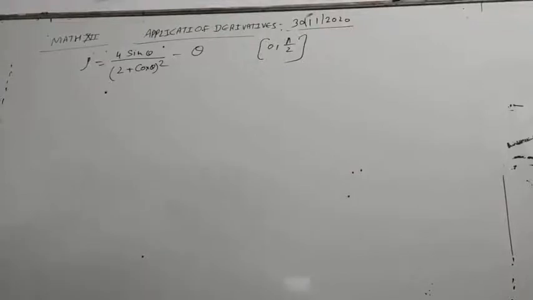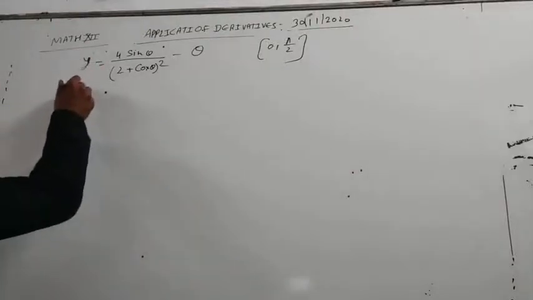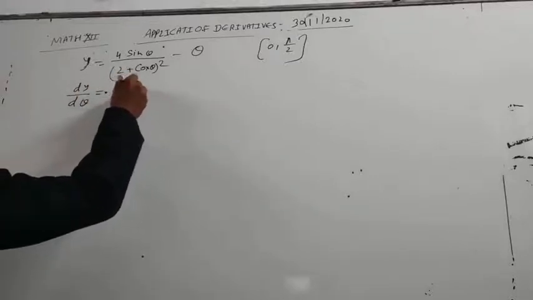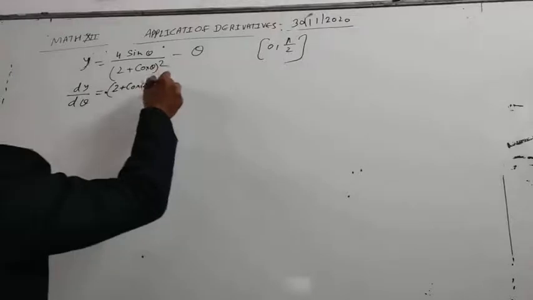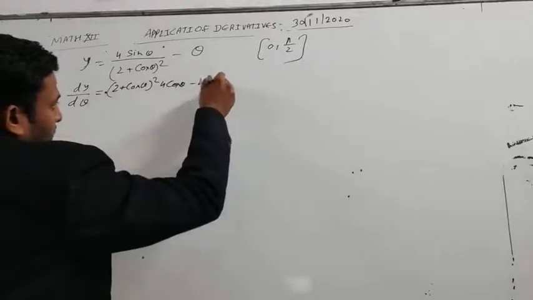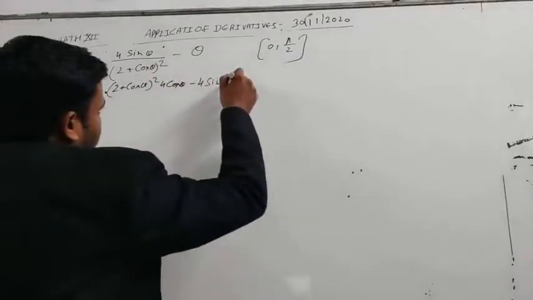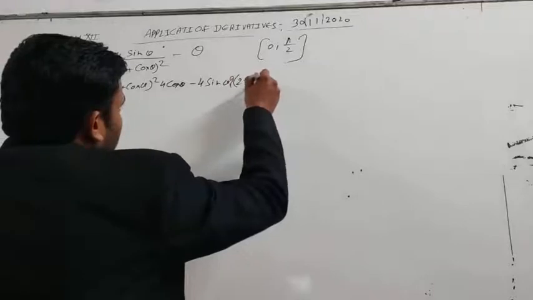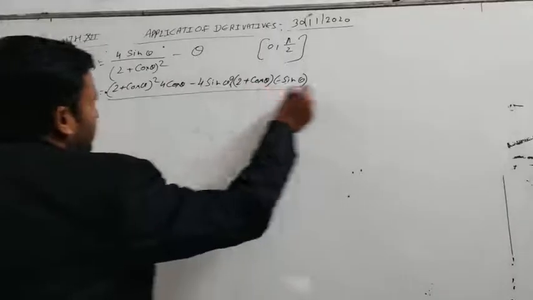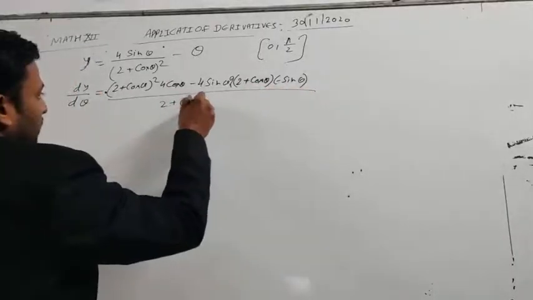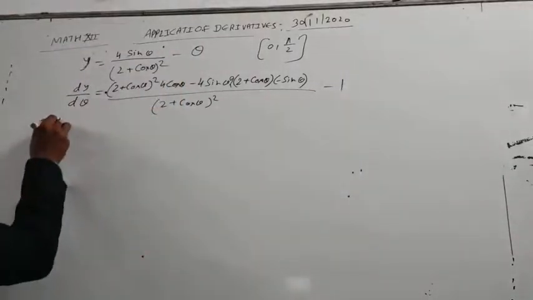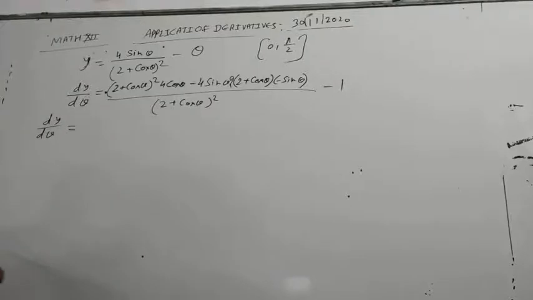So for proving this, we will find out its derivative. So dy by d theta will be equal to what? D differentiation of n minus n differentiation of d, and minus sin theta by d whole square minus 1. Okay, so dy by d theta will be what?